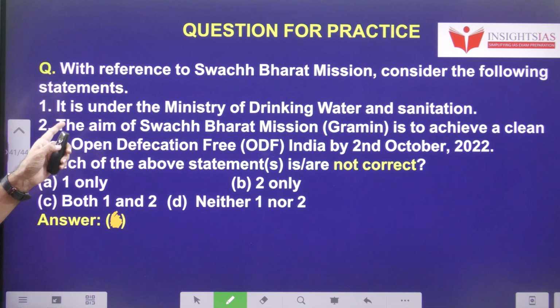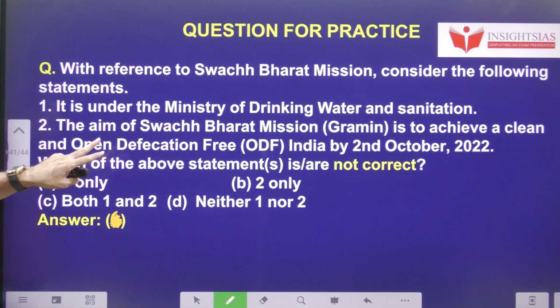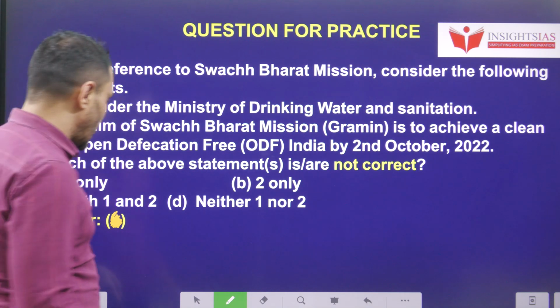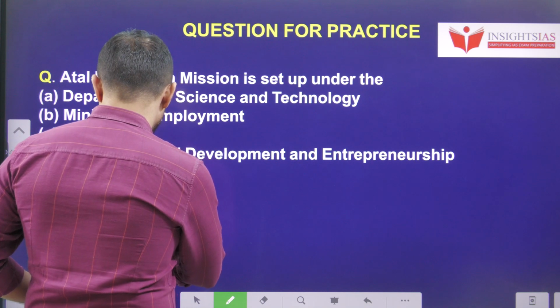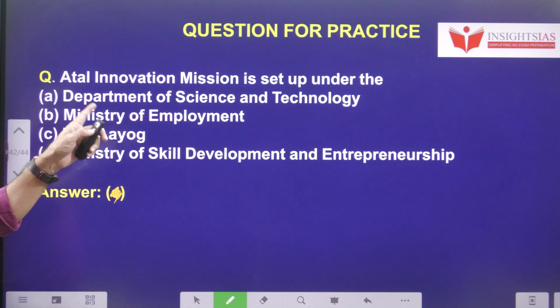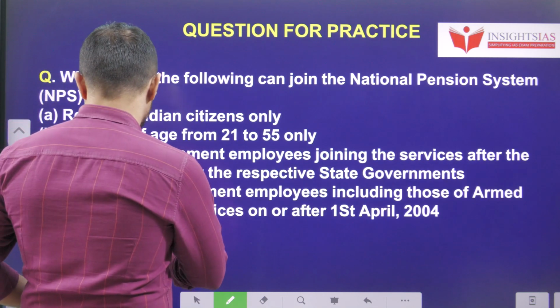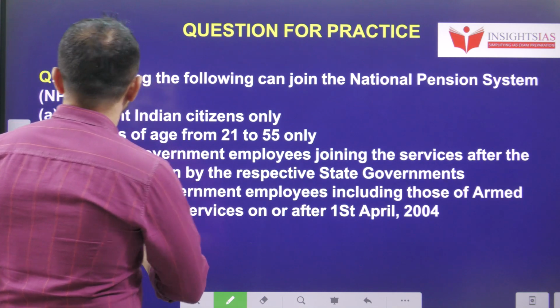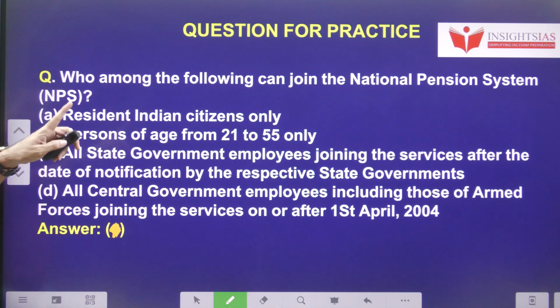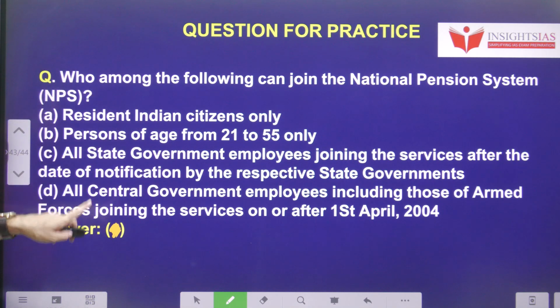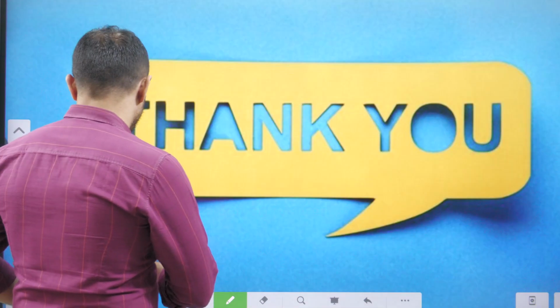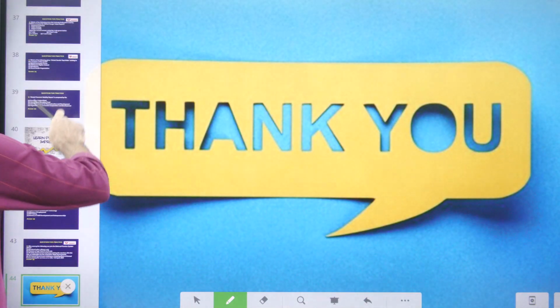Today's question. With reference to Swachh Bharat Mission, consider the following statements. Read the two statements and pick which statement is not correct. Next question: Atal Innovation Mission is set up under which ministry? Next: who among the following can join the National Pension Scheme? Okay, who can join? So these are the questions of today's video.